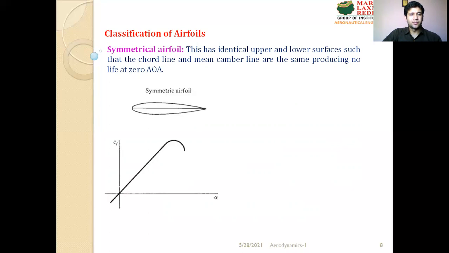Classification of airfoils. Airfoils are generally classified into two types: symmetric aerofoil and unsymmetric aerofoil. Symmetric aerofoil will have identical upper and lower surfaces such that the chord line and mean camber line are the same, producing no lift at zero angle of attack. You can see from this figure, at zero angle of attack there is no lift. This is a symmetric aerofoil, and this straight line is the chord line and camber line. For symmetric airfoil, chord line and camber line are the same.